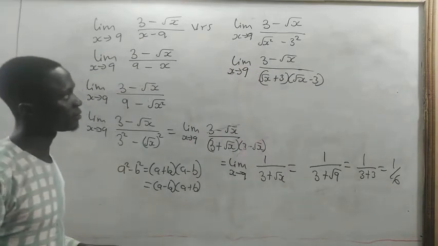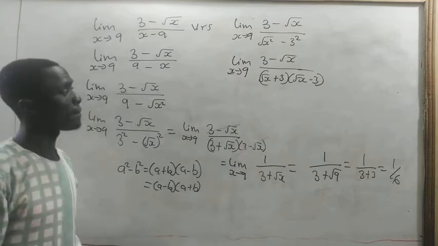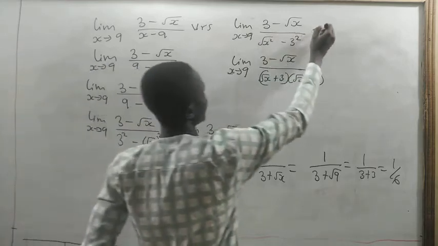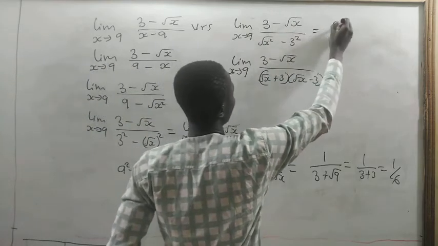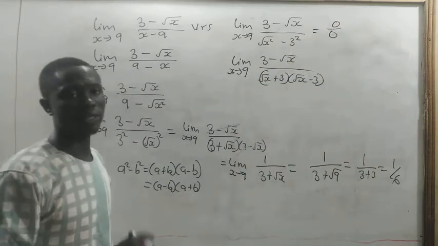Now here, there is no common term to cancel out, but remember that if we put in x equal to 9, you will have 0 divided by 0, which means there is a common term.